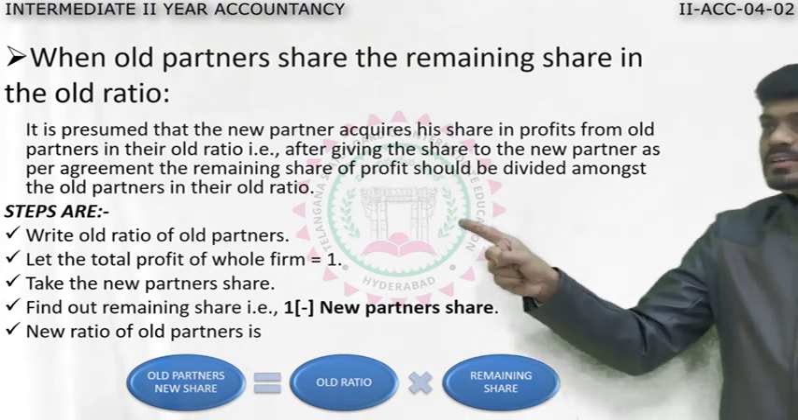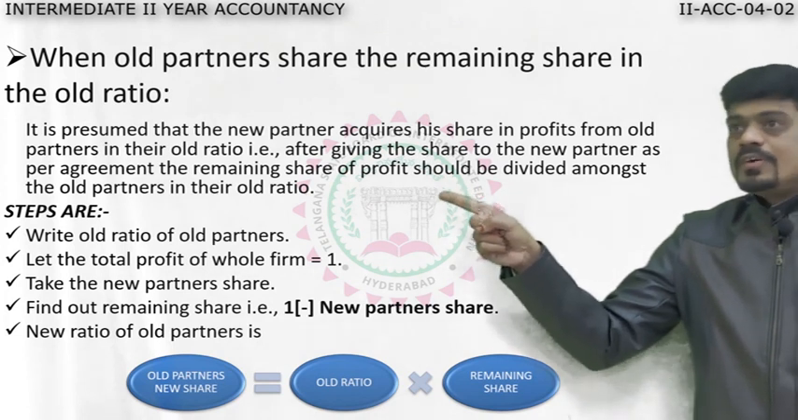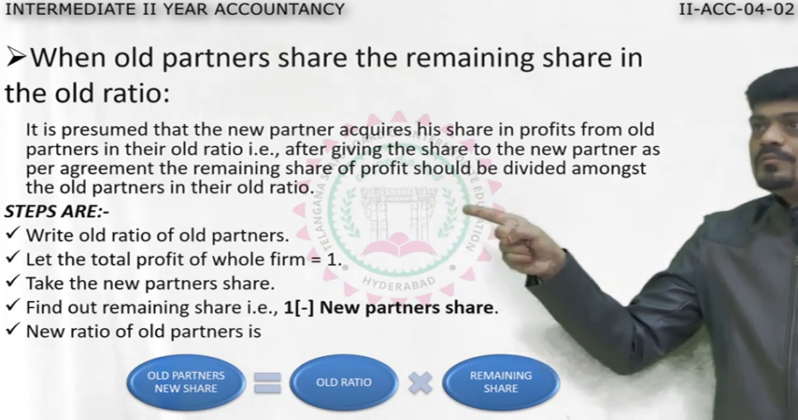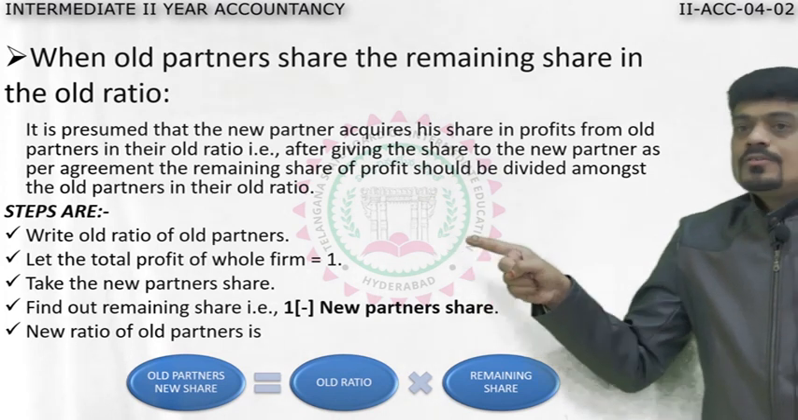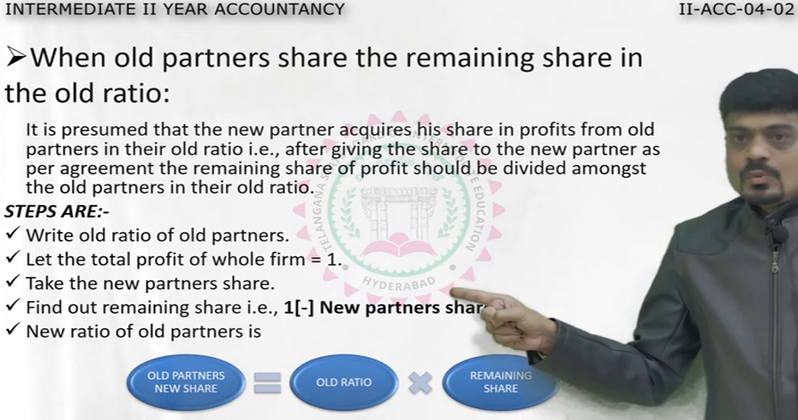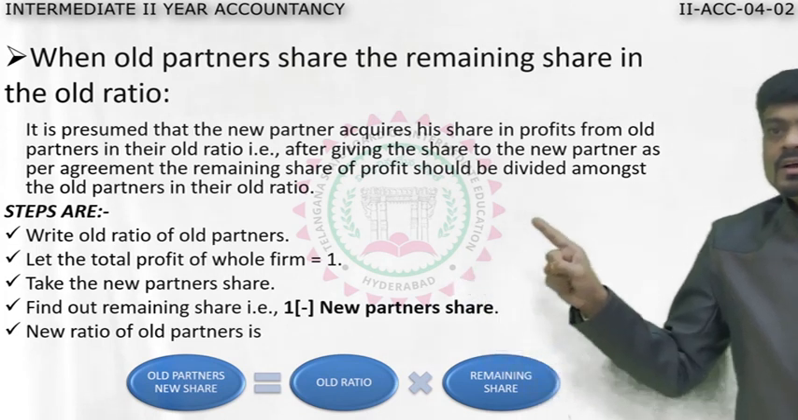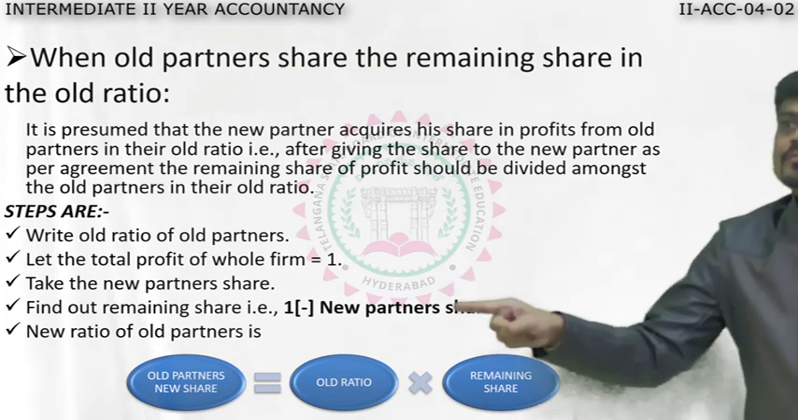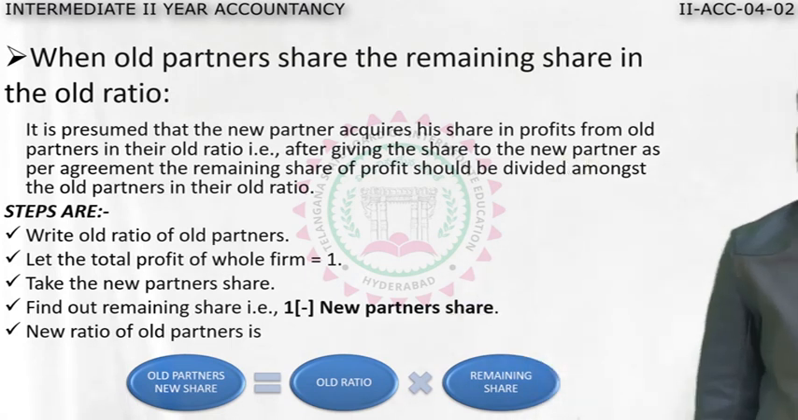Again, let us see the steps. First, we'll write old ratio. We'll assume total as 1. We'll take new partner's share. From that, we'll minus 1. We'll get remaining share. Remaining share into old ratio will give you the new ratio of old partners.